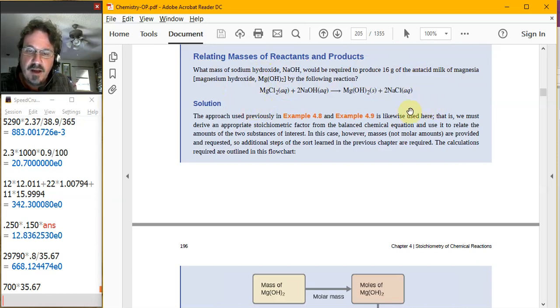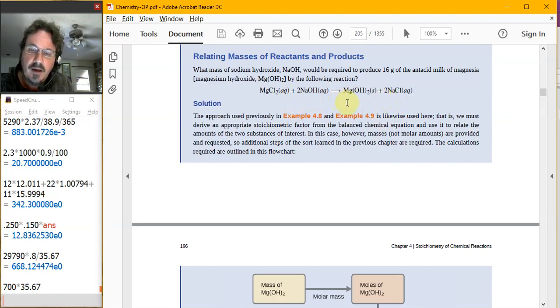Notice I can look at this reaction and classify it as a double displacement reaction. The magnesium is kicking out the sodium to give me magnesium hydroxide. Sodium is kicking out the magnesium to give me sodium chloride. And I look at this: aqueous, aqueous, solid, aqueous. So solubility rules predicted that that one is a solid. So again, a metathesis reaction here. And nicely, they've balanced it for me. I might want to check just to make sure.